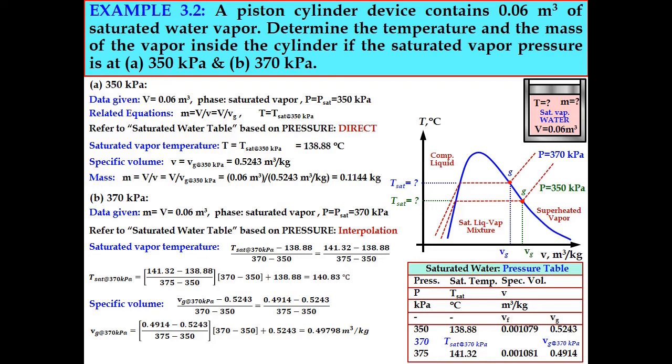Okay, so now substitute into the mass equation. So M equal to total volume divided by Vg at 370 kilopascal. Substitute all the values that we obtained. So we'll get the final answer for the mass of the saturated water vapor at a pressure of 370 kilopascal equal to 0.1205 kilogram. Okay, that's how we solve the problem involving saturated water vapor by using the properties table.